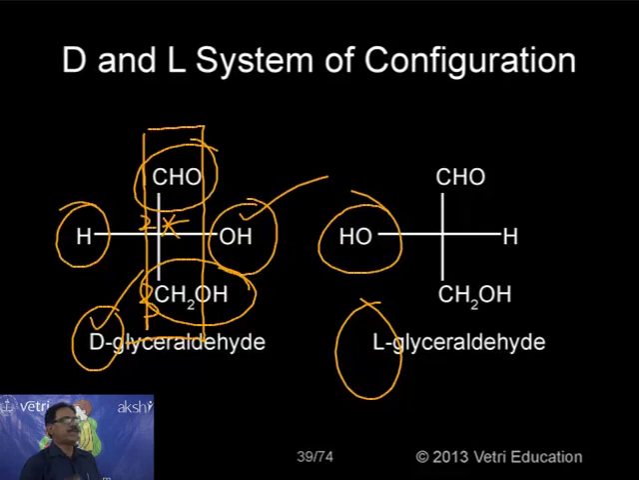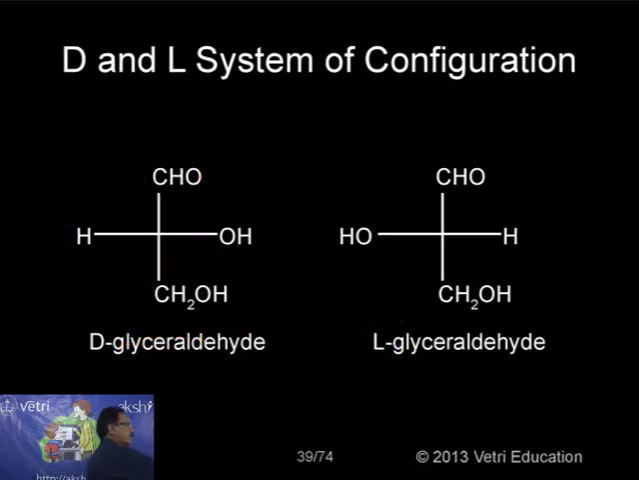Let me repeat again. When we are giving a D or L configuration to any molecule containing an optically active center, we have to consider the lowermost asymmetric center. In the lowermost asymmetric center, if any electronegative atom or group is on the right hand side, assign capital D. If it is present on the left hand side, we have to assign L configuration. So in this case, D-glyceraldehyde and L-glyceraldehyde.